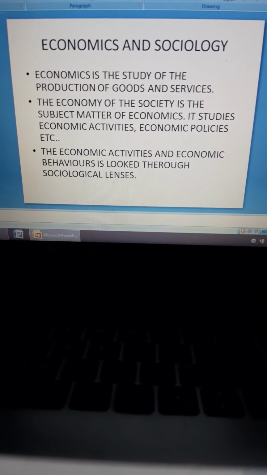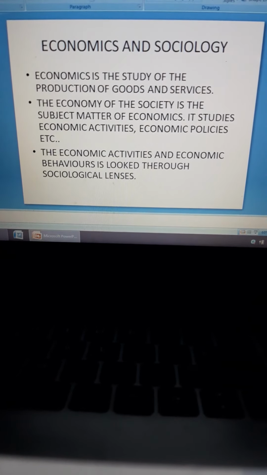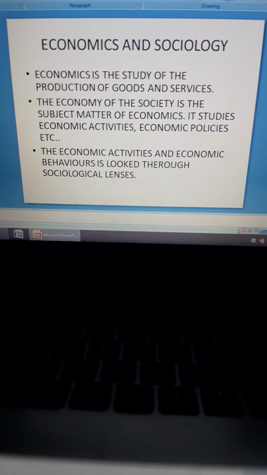Here I've just given a simple insight because in your textbook it's too long and quite complicated for you guys. The first one is economics and society. Economics is the study of production of goods and services. So in economics, what do we study? We basically study about money. We study GDP, profit, losses, goods that are produced, services that are given, and export, import, output, input, right? All of that. The economy of the society is the subject matter of economics. So in economics, we study the economy. That is the main concern.